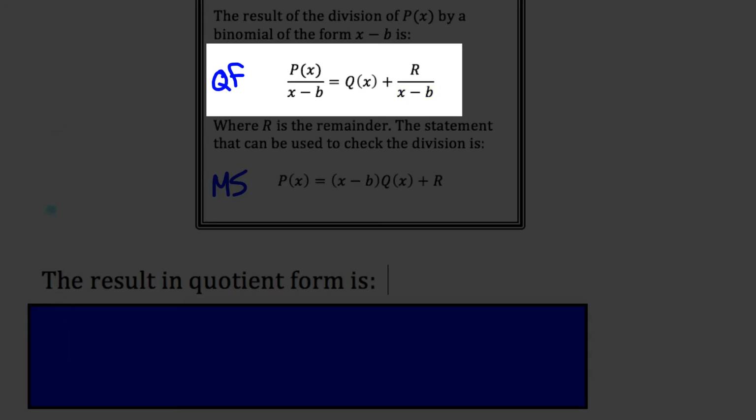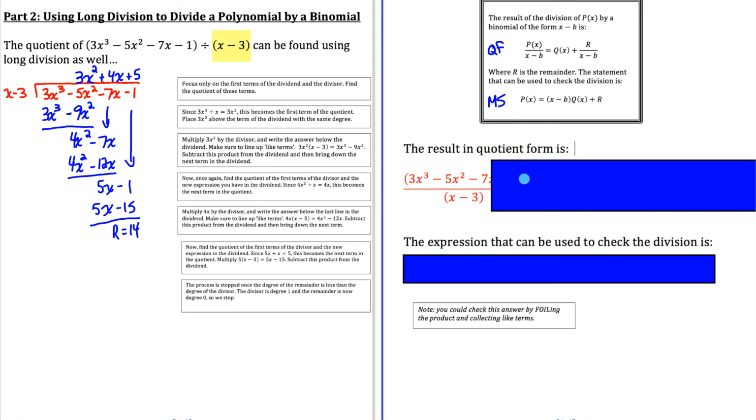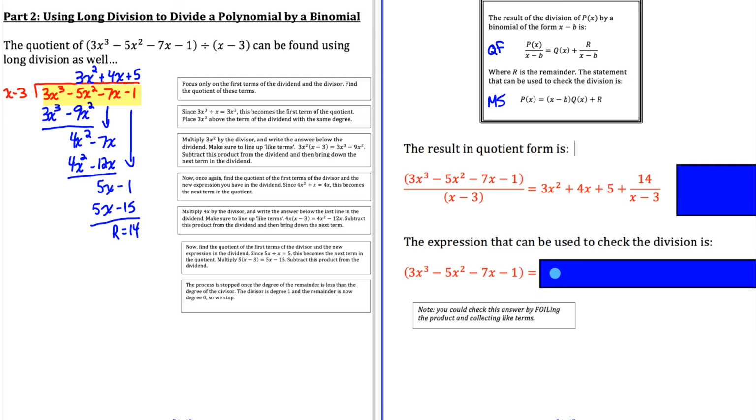the divisor. So in this question, what we did was this degree 3 function divided by x minus 3. And that's equal to, we write our quotient, which we got 3x squared plus 4x plus 5, so we write the quotient, plus the remainder, which was 14, over the divisor of x minus 3. So that is quotient form. The multiplication statement, we write the dividend equals, and then the product of the divisor and the quotient, so x minus 3 and the 3x squared plus 4x plus 5, plus the remainder of 14. So those are the two ways we write the final answer.